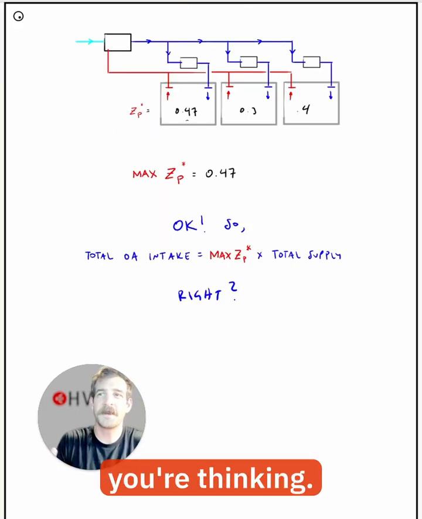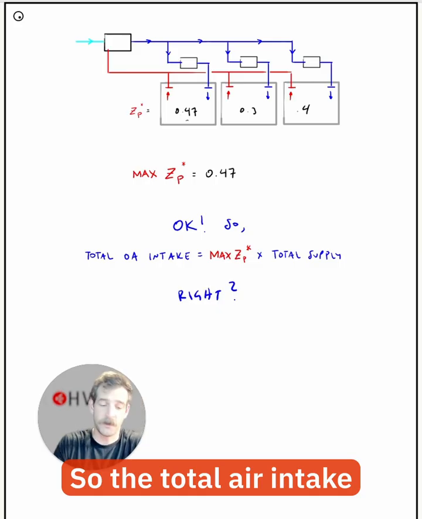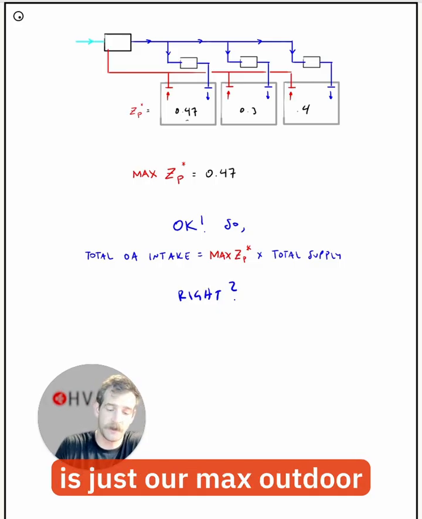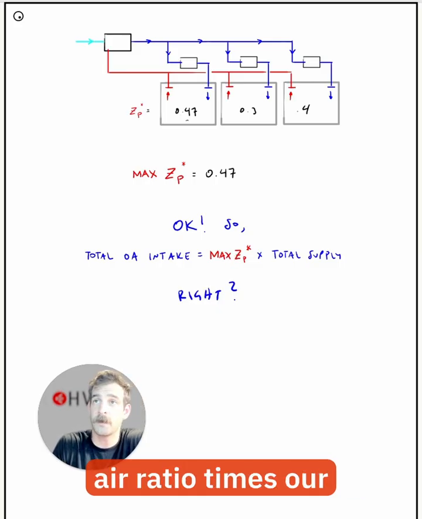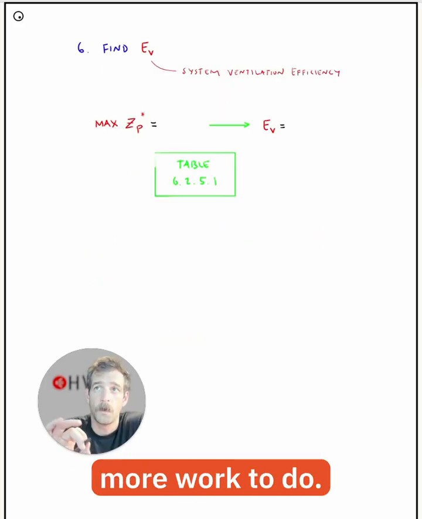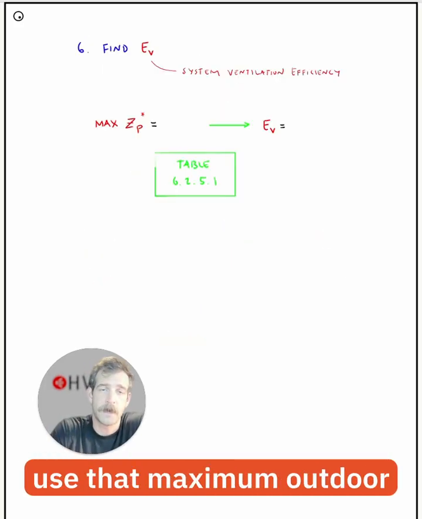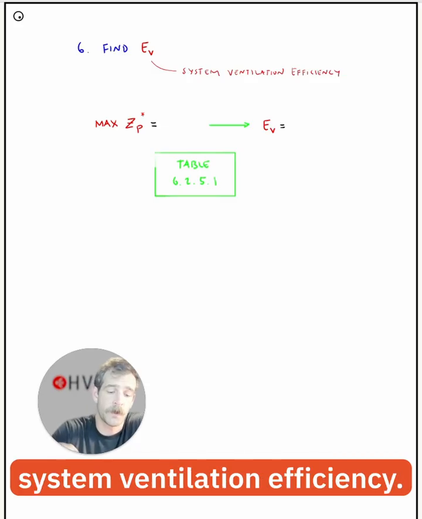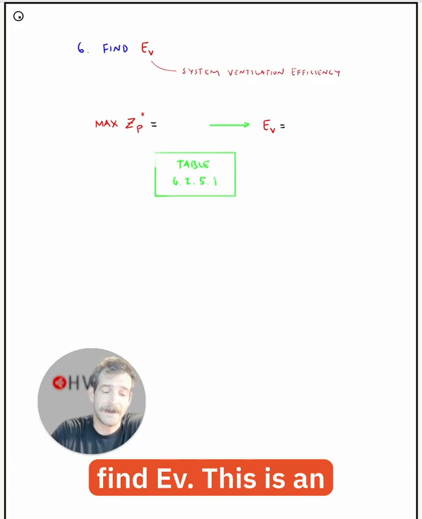And I know what you're thinking. Okay, great. So the total air intake is just our max outdoor air ratio times our total supply for this system, right? Nope. There's a bit more work to do. We're actually going to use that maximum outdoor air ratio to find our system ventilation efficiency. So step 6 is find EV.